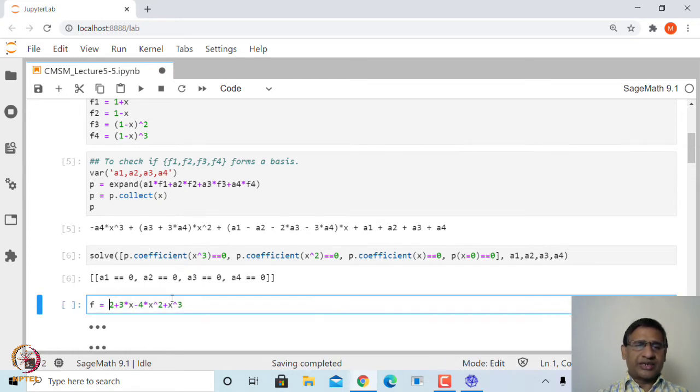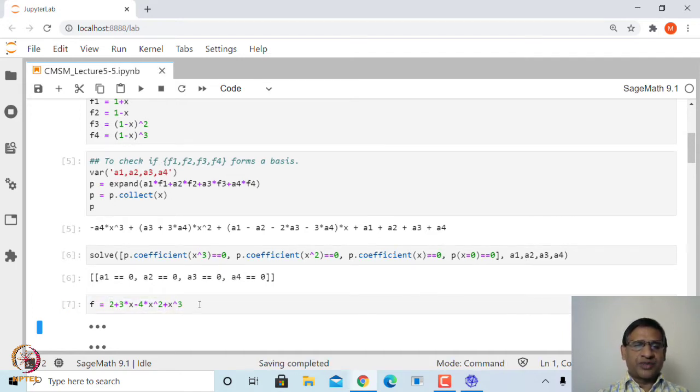Now, suppose I have a vector which is 2 plus 3x minus 4x square plus x cube, and we want to find the coordinate of this vector.